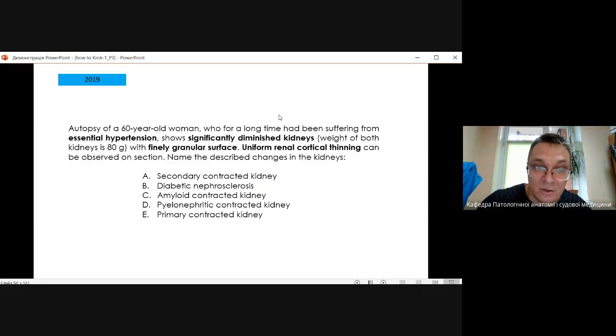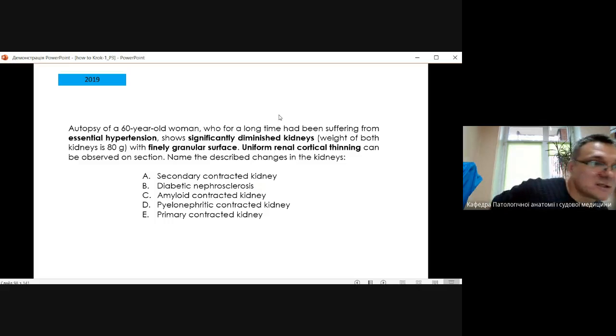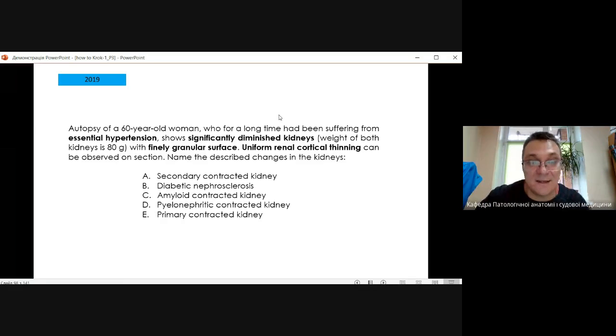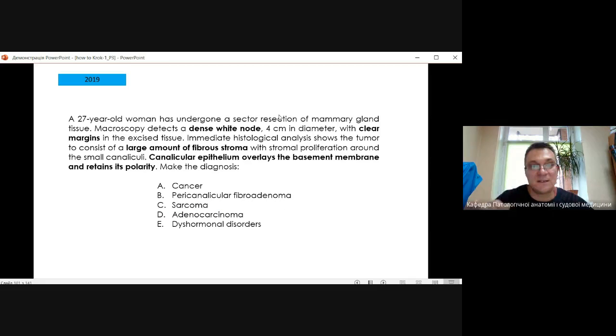Secondary contracted kidney or secondary shrunken kidney, this type of sclerosis is basically associated with inflammatory diseases like glomerulonephritis, but not with essential hypertension. In this case, essential, that's the primary process. Primary process, essential hypertension, which means primary shrunken or primary contracted kidney. That's the correct answer.